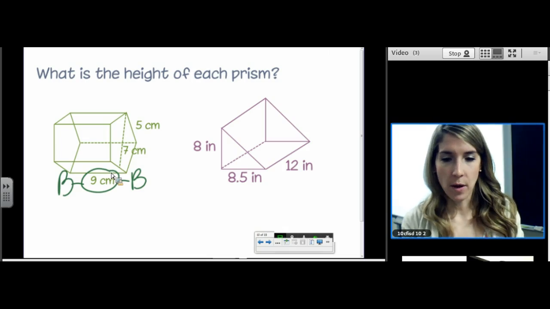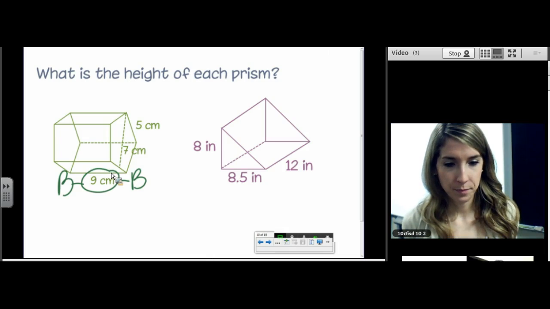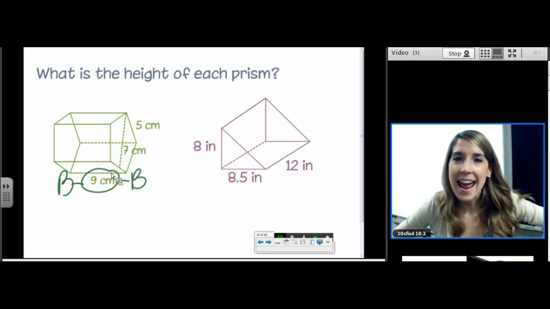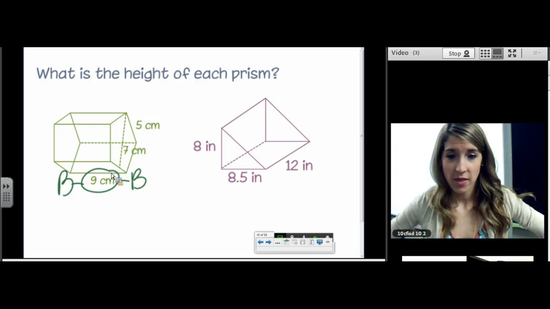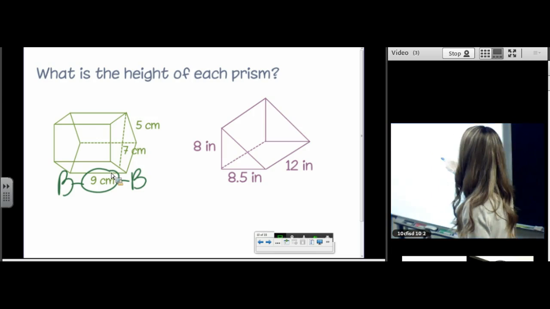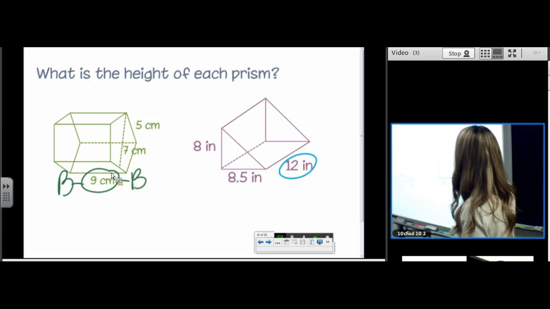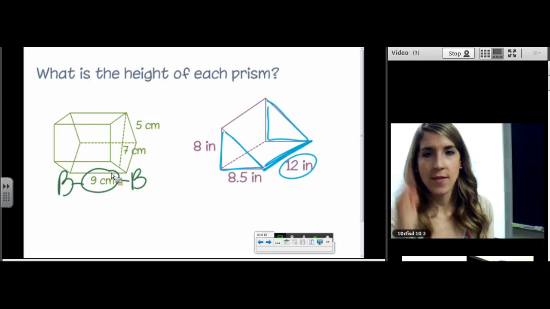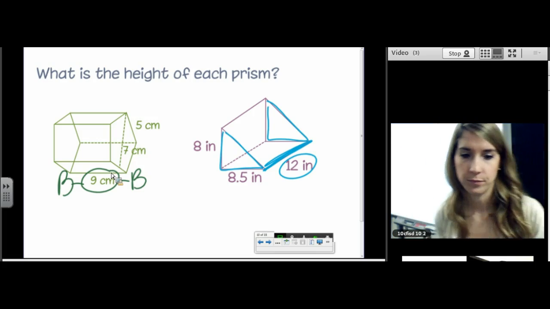What about in that second one? What is the height of the prism? Very good. I can't trick you. It's not 8. It is 12. The height of that prism is 12 because 12 is the number that connects the triangle to the triangle. 12 is the height, even though it's not going up and down.